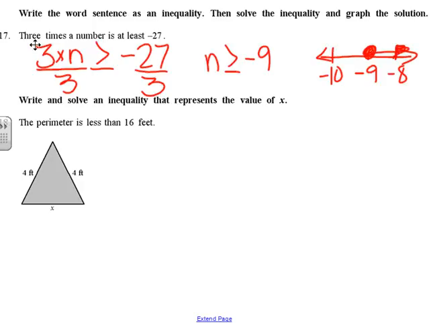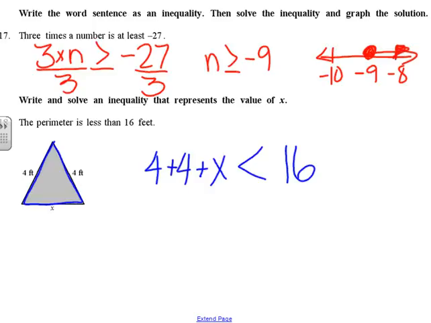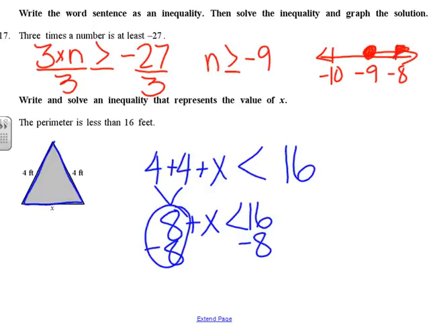Okay, next, write and solve an inequality. The perimeter is less than 16 feet. So the perimeter of this triangle, I'm going to add up the 3 sides. So 4 plus x, that's the perimeter, is less than 16 feet. So 4 plus 4 is 8. We get 8 plus x is less than 16. Subtract 8 from each side. x is less than 8. And since we're talking about feet, we need to put units on that. So x could be anything smaller than 8 feet, 4 feet, 5 feet, 6 feet, 7.8 feet, not exactly 8 feet, but anything less than 8 feet.